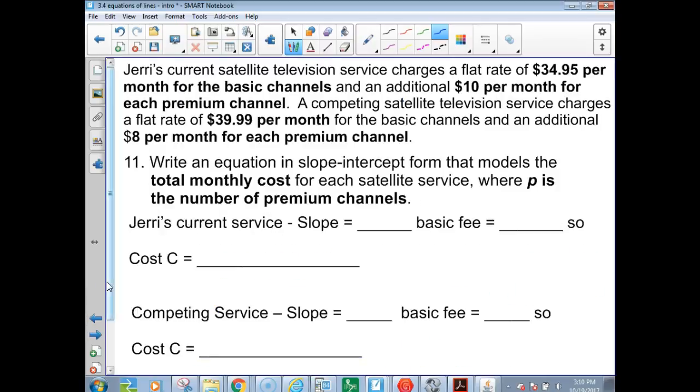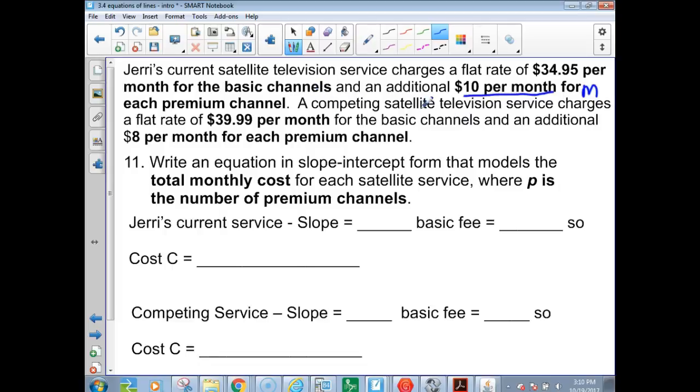Okay, now we're going to do a satellite television service. Man, satellite costs a lot. Well, all of the TV stuff costs a lot. Let's say they charge a flat rate of $34.95. That's a flat rate. That's like your y-intercept. Okay, that's your b value or whatever. And then they're going to charge an additional 10 per month. As soon as it says a per in there, that's going to be your m.